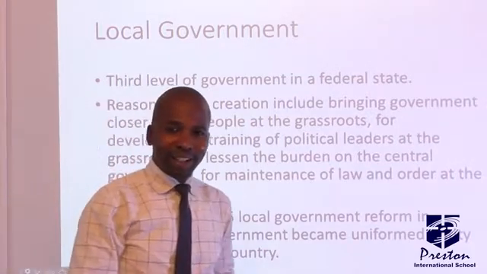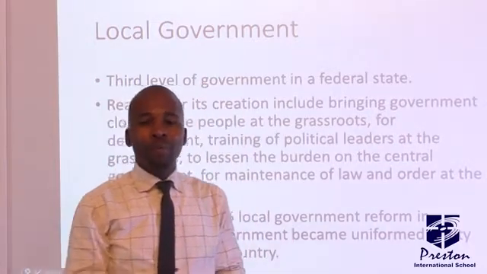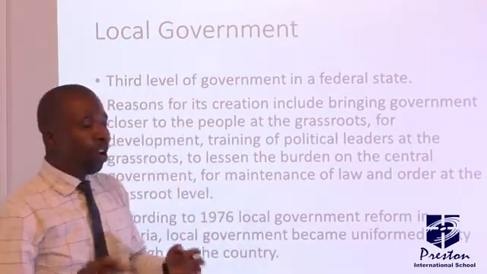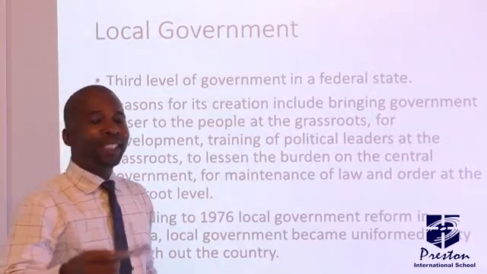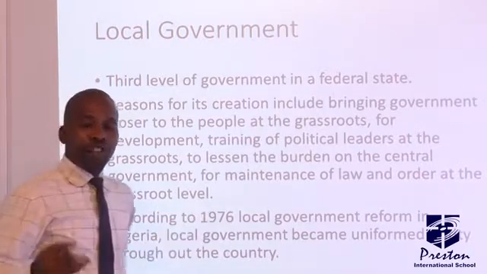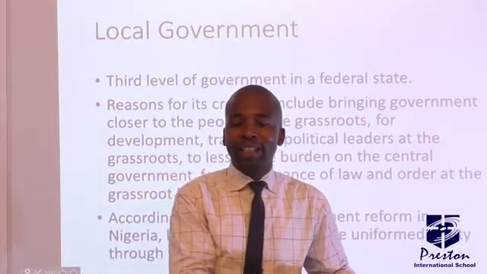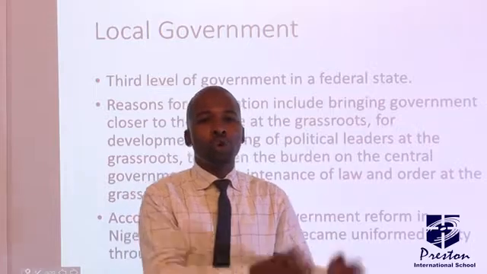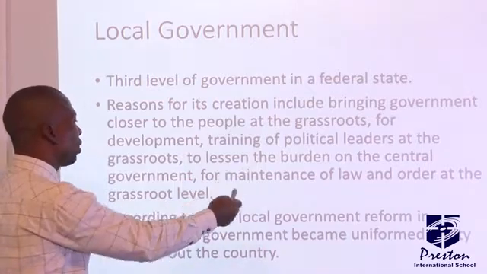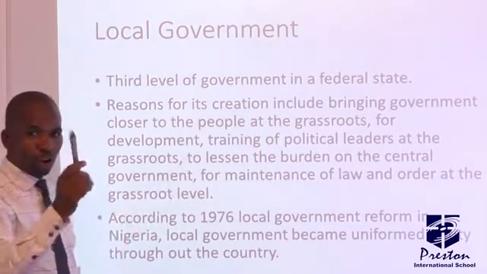In 1976, there was what we refer to as local government reform in Nigeria. That local government reform was brought about by Obasanjo's administration in 1976. It brought about uniformity in the system of administration of local government throughout the country. It removed the control of local government administration from the hand of the traditional rulers to the hand of elected local government chairmen. So you can see from here, according to the 1976 local government reform in Nigeria, local government became a uniform entity throughout the country.